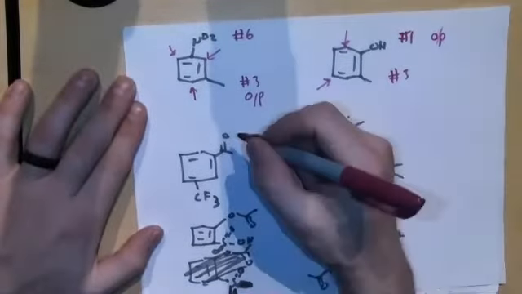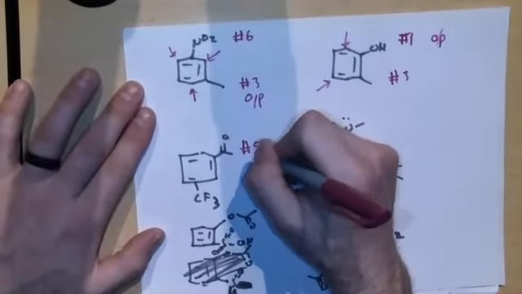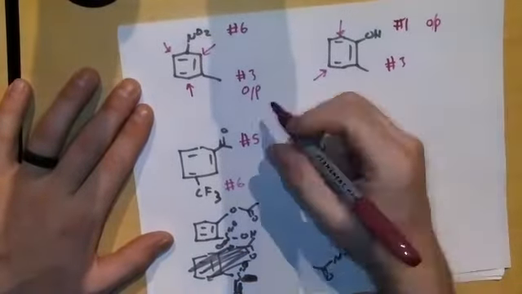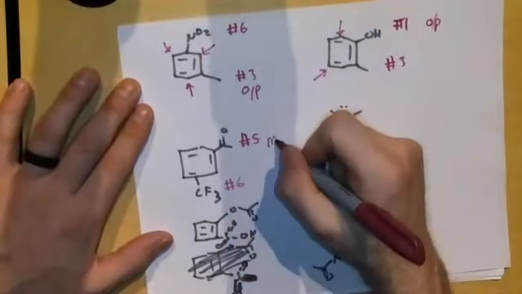For our next problem, this is a group 5. This is a group 6. 5 is meta directing. One of the meta positions is blocked by the CF3, which means it's going to add to this position. All right, tertiary amine would be group 1. Quaternary amine would be group 6. Means it'll add ortho-para to this group 1, all of which should be open.